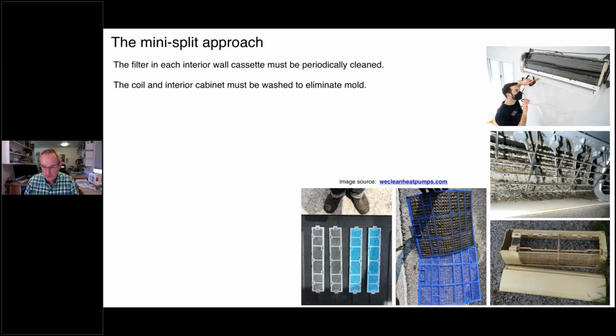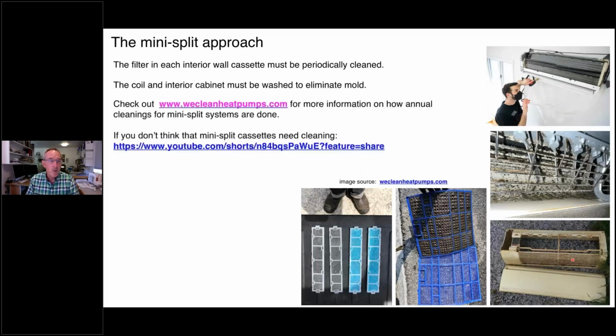Here it is when it's cleaned. Again, here's some side-by-side comparisons between dirty filters and clean filters. And over here is a cabinet. It just shows, obviously, this one has not had much maintenance to it, and it's pretty dirty.